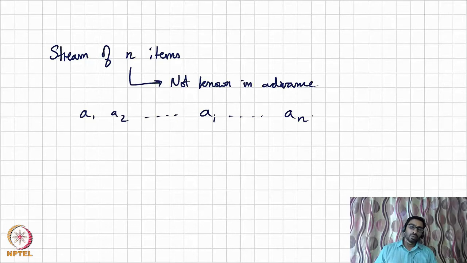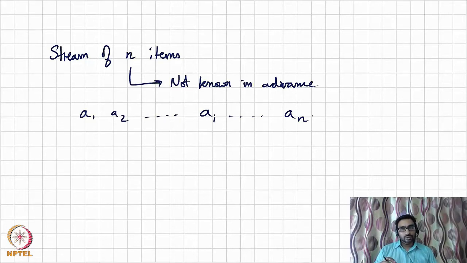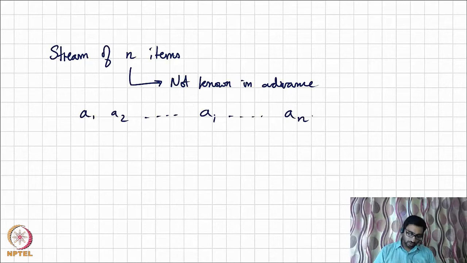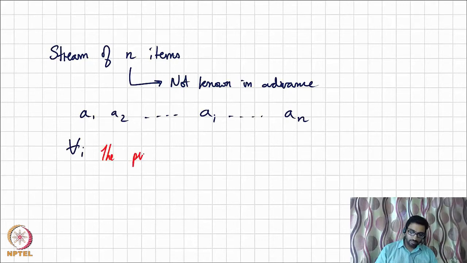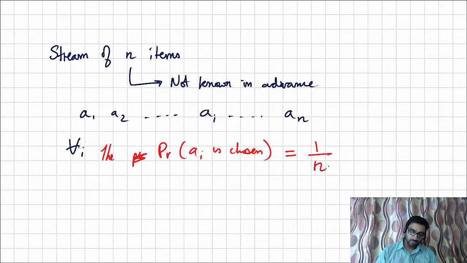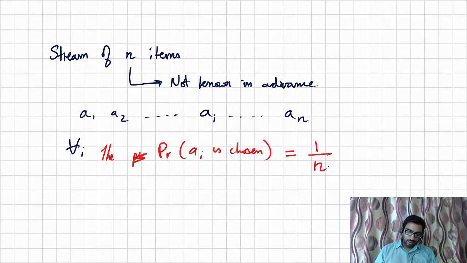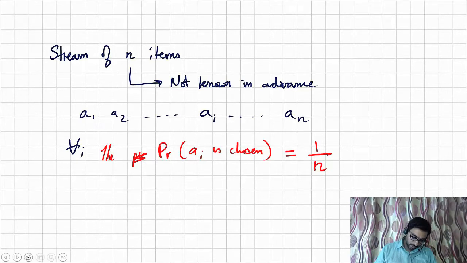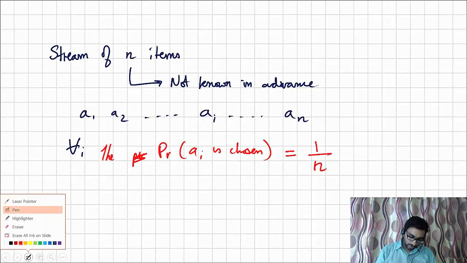Our goal is to sample from the stream so that we output an item from the stream, and the probability that each of these items is output must be equally likely. So in other words, for all i, the probability that a sub i is chosen must be 1 over n. And this, without the knowledge of n, is somewhat tricky. But as it turns out, there is a nice clean way to sample from a stream.